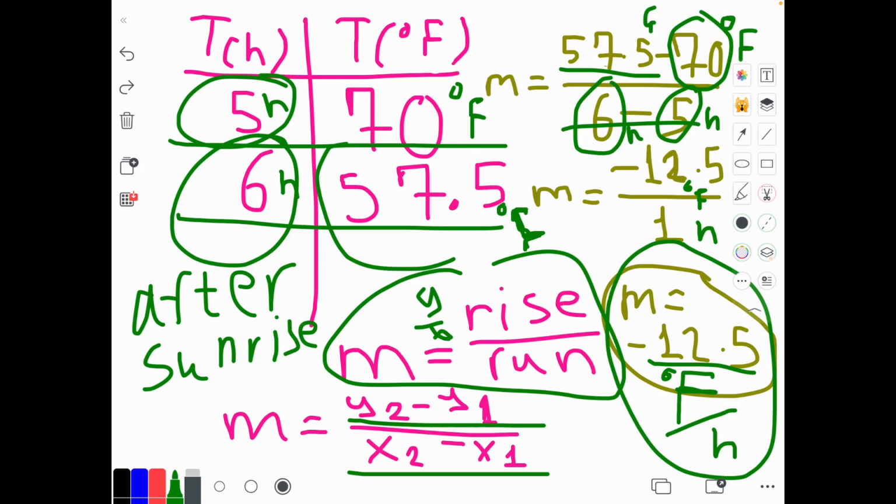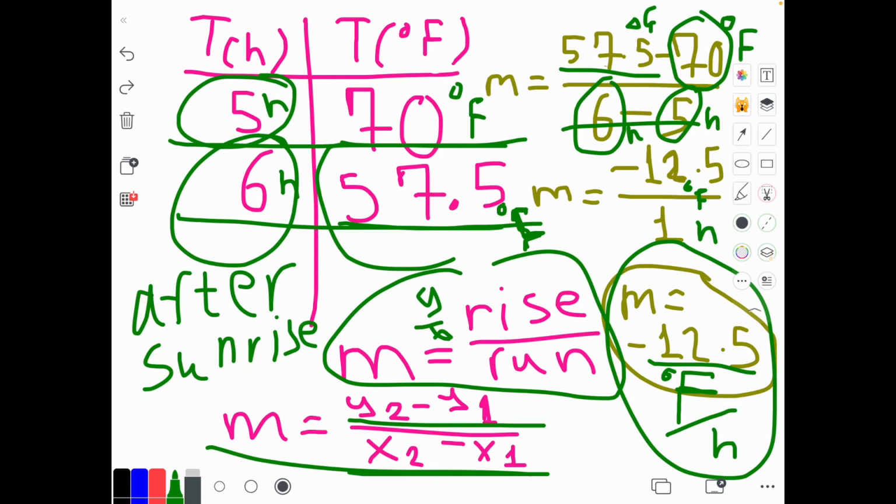So you have 5 hours after sunrise and 6 hours after sunrise, and then we have 70 degrees Fahrenheit and 57.5 degrees Fahrenheit. So our slope is rise over run, y2 minus y1 over x2 minus x1, in order to find that slope. So 57.5 degrees Fahrenheit minus 70 degrees Fahrenheit over 6 hours minus 5 hours.